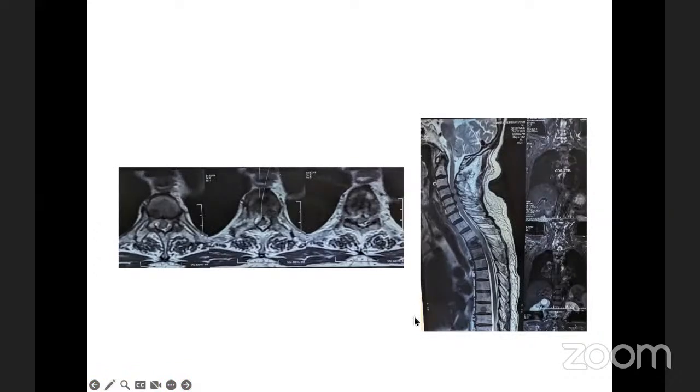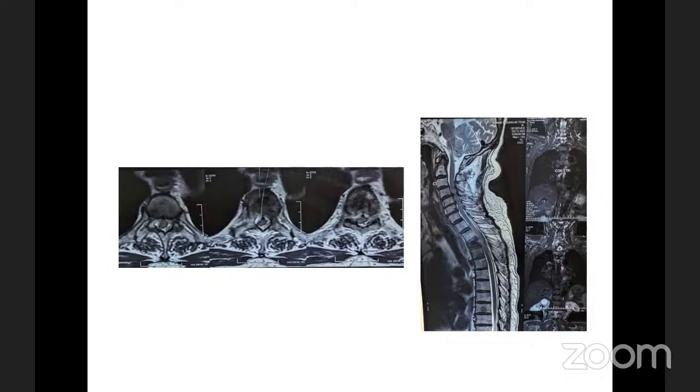So the scan here shows the D3 level collapsed vertebra with cord compression. At the same time, the cervical doesn't seem to be very good also. So again, we discuss here as to how do we go about it. So, is Shashank here?